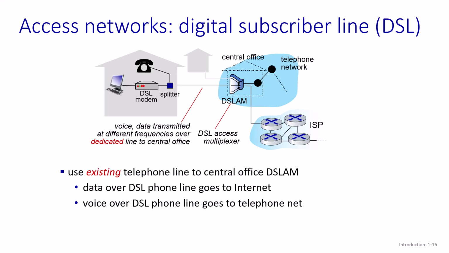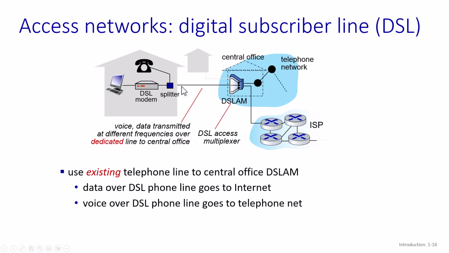Now here is an example of another type of access, which is called digital subscriber line, DSL. Now this is a little bit older technology. Right now, well, in certain areas DSL may be used, but DSL has a lower transmission rate compared to cable modem. And again, this is an example of our home network. Right now we have a DSL modem, digital subscriber line modem, and again we have a splitter. And now here this is connected to our telephone system. And now both voice and data are transmitted at different frequencies over a dedicated line to the central office.